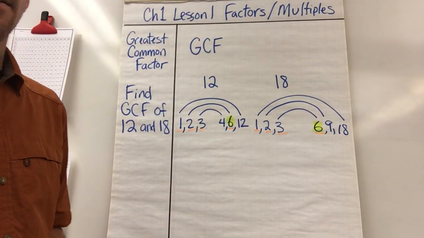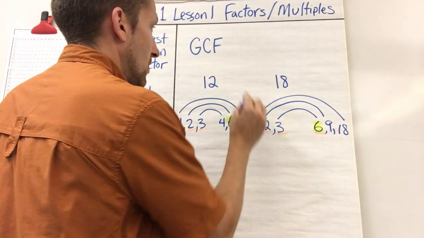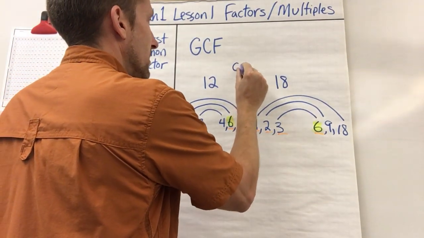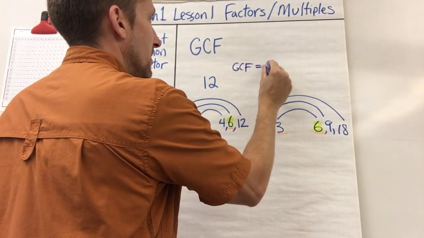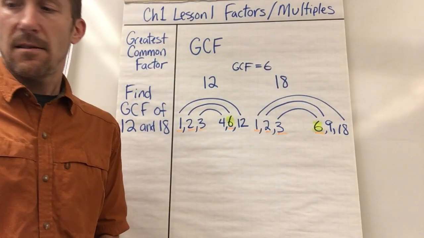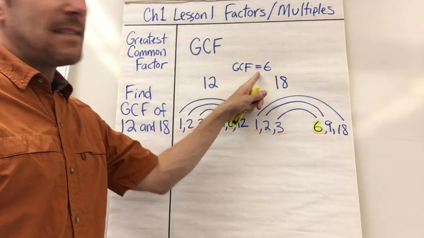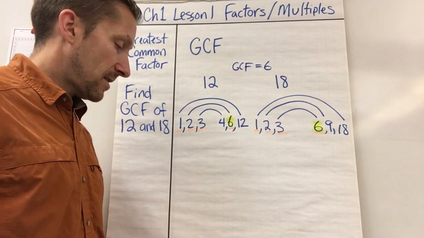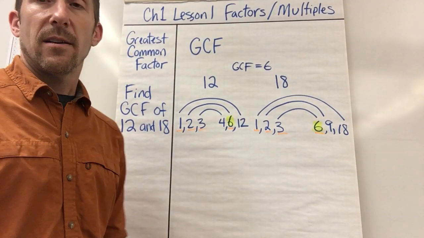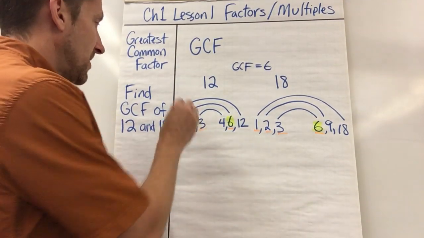6 is my greatest common factor. So I would write greatest common factor is 6. Remember, if all I see is that, it's going to be 0 points. This is the work, the justification I want to see.